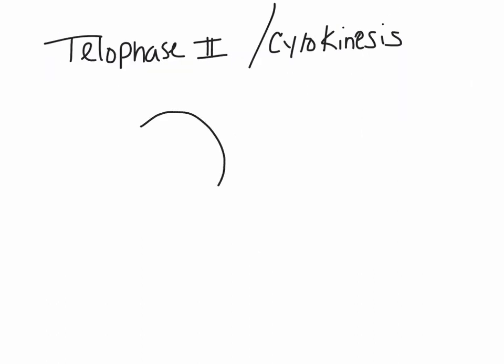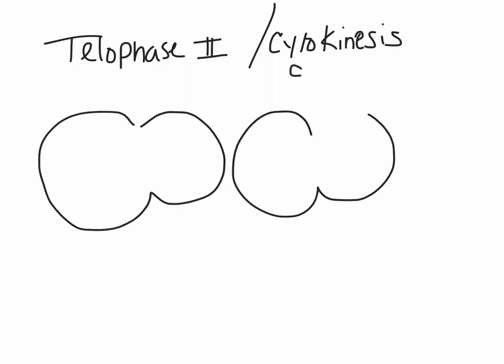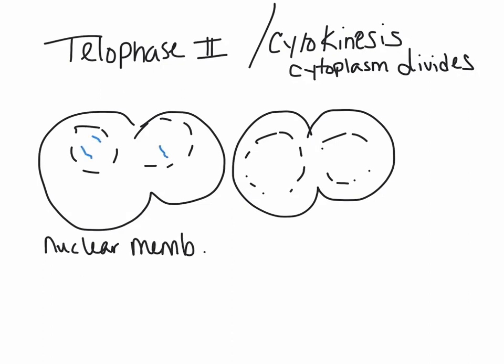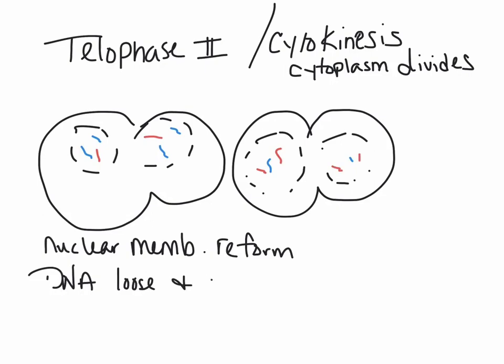The last steps are telophase II and cytokinesis. Again, during cytokinesis, we will see the pinching of the cell, the cleavage furrow forming. During telophase II, we will see the nuclear membranes reforming. The DNA will become loose and stringy, becoming the form of chromatin again. This will occur for both of our daughter cells.